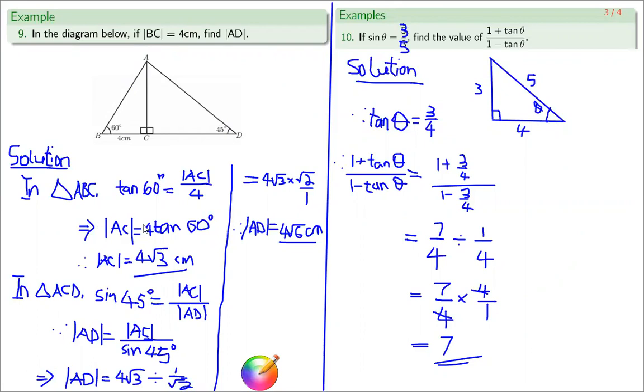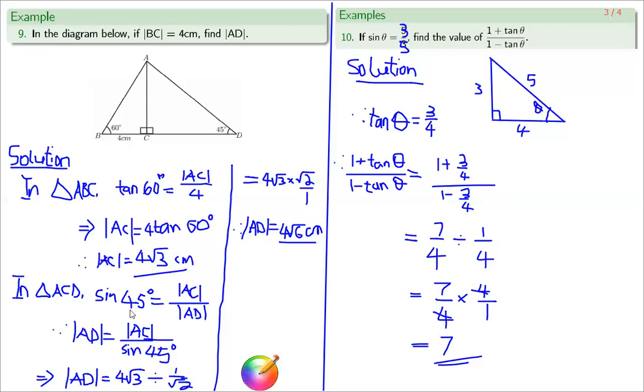So which implies that size AC is equal to 4 tan 60 degrees. And the length of AC is equal to 4 root 3. Why? Because tan 60 degrees is root 3. In triangle ACD, sine 45 degrees is equal to opposite length AC over hypotenuse length AD.